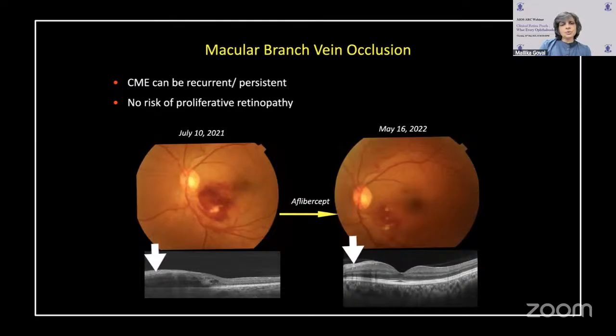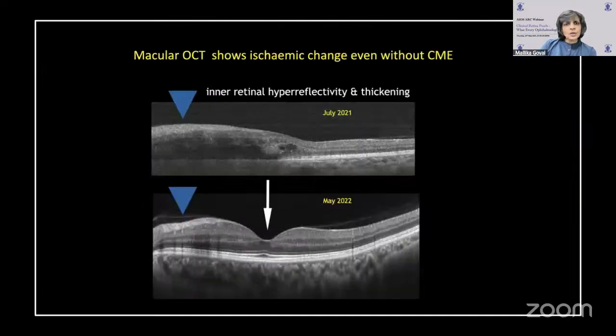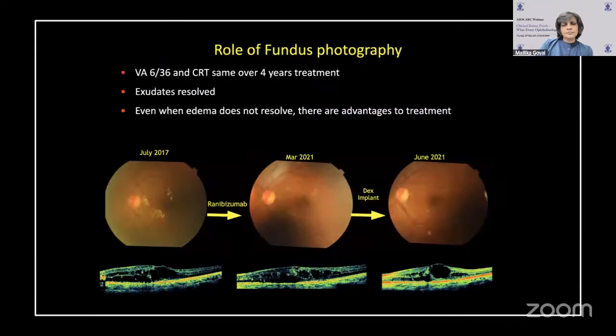Macular branch vein occlusions do not cause proliferative retinopathy because the extent of involvement is small, but they do have recurrent edema and persistent macular edema as well. Now, imaging, we will go along. As we see, not only macular edema, but the hyperreflectivity shows ischemia on the OCT. And fundus photographs are also very important because, as you see, the OCT has not changed in 4 years, but hard exudates have resolved, and that can only be captured on the fundus photography. So we are at least reassured that treatment is working in some way, if not in another way.